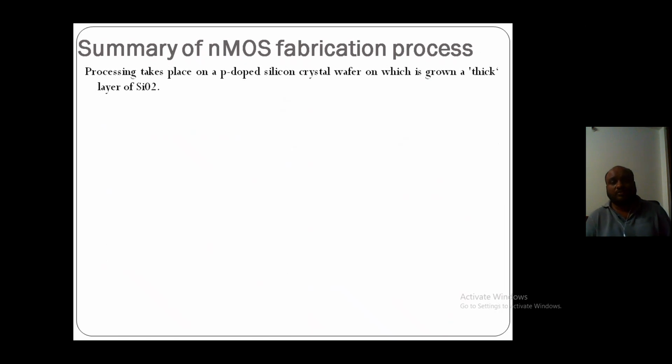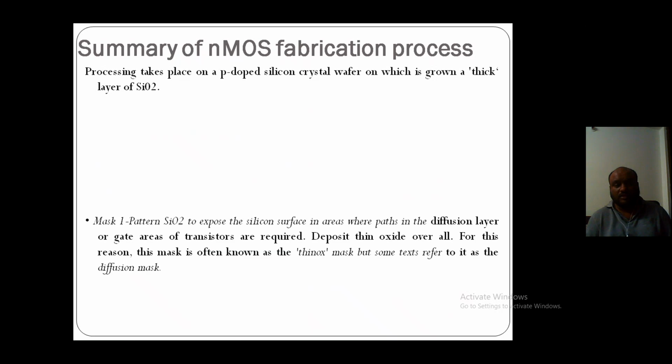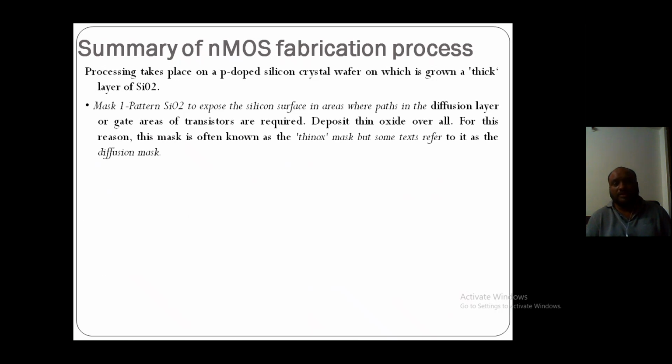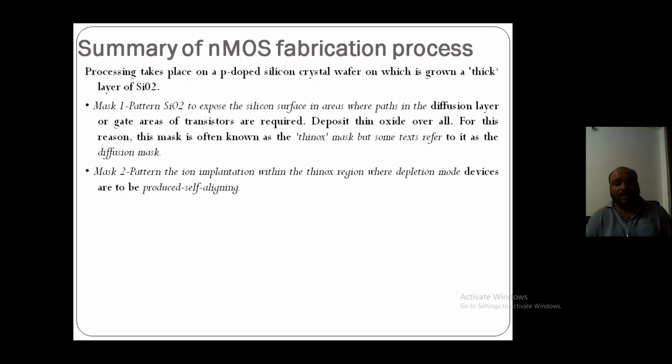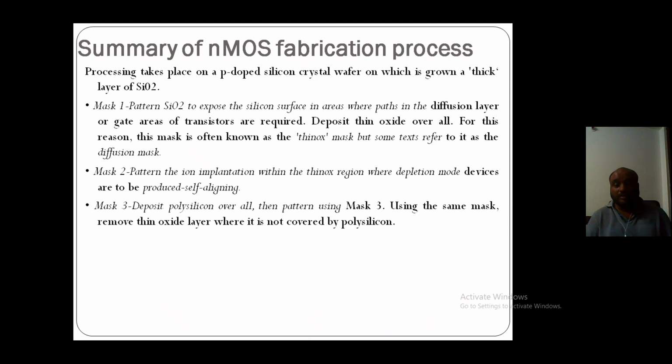And see what all the different types of masks are that are used in the NMOS fabrication process. To summarize, processing takes place on a p-doped silicon crystal wafer on which a thick layer of silicon dioxide is grown first. Then mask 1 is used to pattern this thick layer of silicon dioxide to define the region where the transistor needs to be formed, that is, the gate, source and drain areas. Then mask 2 will be used during the thin oxide region where depletion mode devices are to be produced. Followed by mask 3, this is used for depositing the polysilicon and then patterning it.